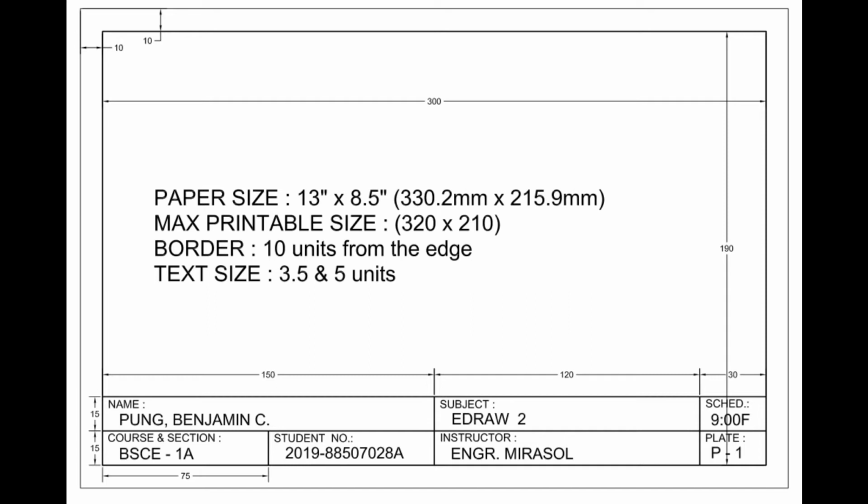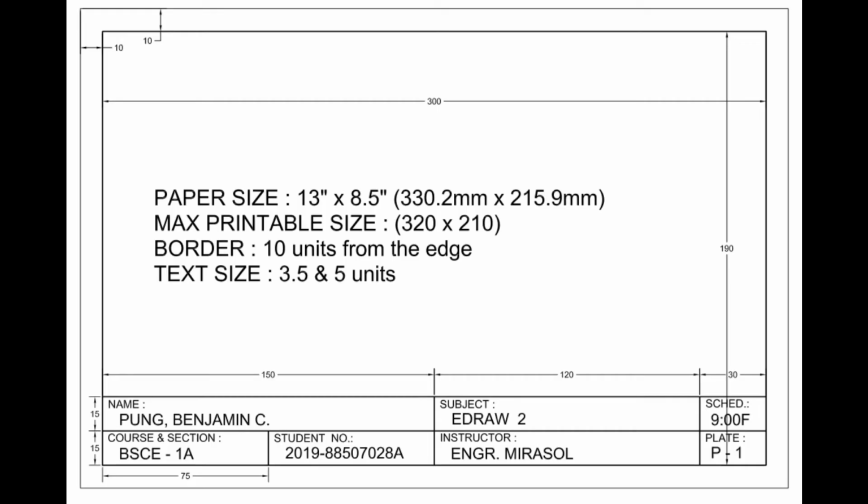Size. So even in millimeters, that will be 330.2 mm by 215.9 mm. But since all of you know that not all of the page can be printed, the maximum printable size is 320 by 210. So we have 5 mm on both sides on the long side, and 2.5 mm on both sides on the shorter side.